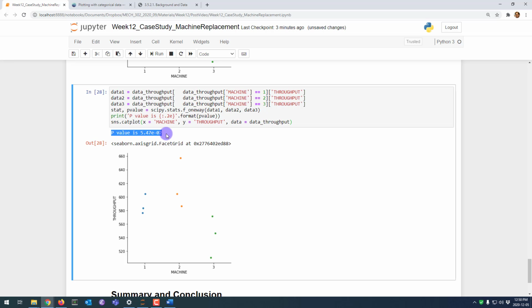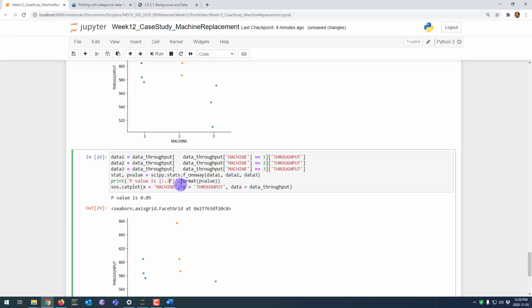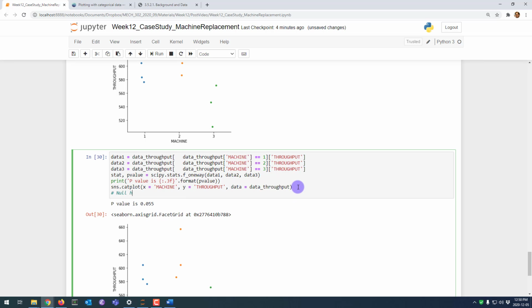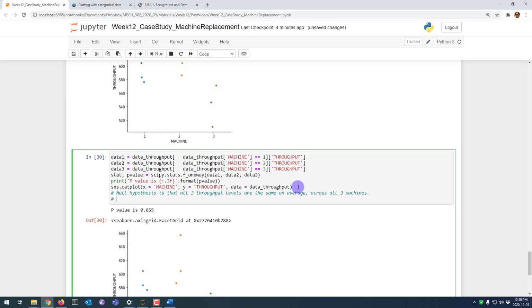This is one of the classic examples of, oh, it's so close, and why cutoffs are problematic. Hard cutoffs in statistics are problematic. So let's put this back to a fixed point, and I'll even add an extra decimal there. So the p-value is 0.00055. So the null hypothesis, as always, is that all 3 throughput levels are the same on average across all 3 machines. What we get out of this is there is a, let's call it 55 in 100,000 chance of seeing the difference we see in the data. It means in the data, given the null hypothesis, if it's true.